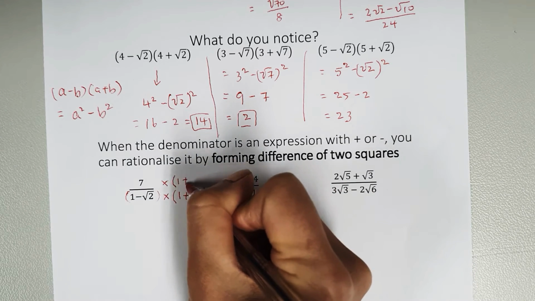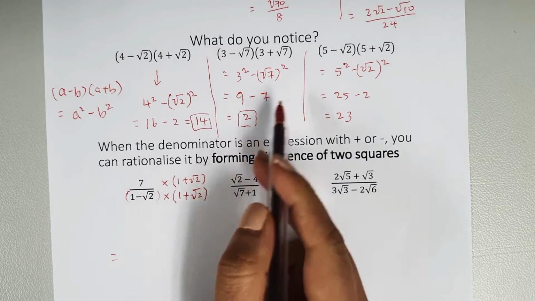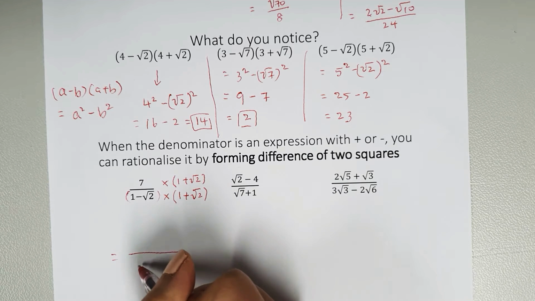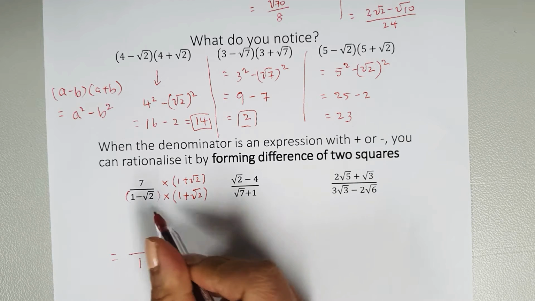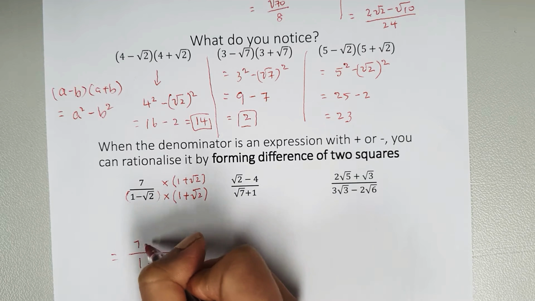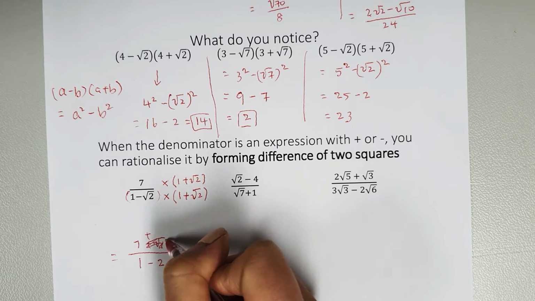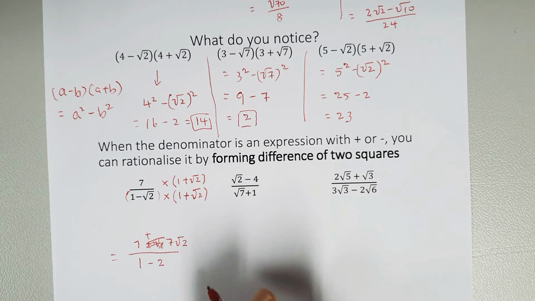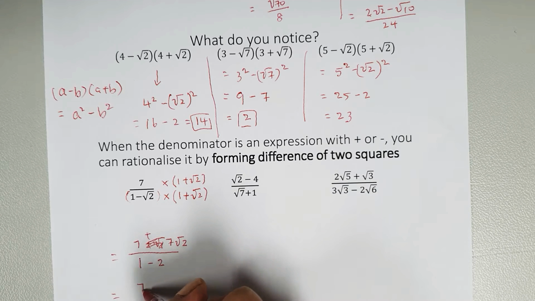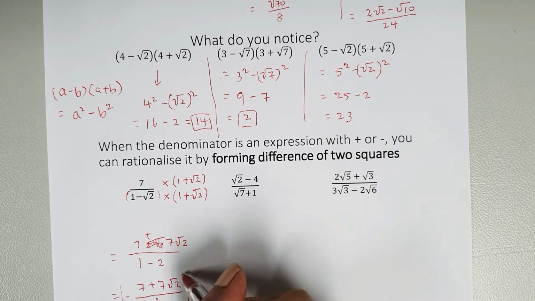So that's going to be 1 plus square root 2, and at the bottom it's nice and easy because you did it up here before. It's going to be 1 squared, which is just 1, minus root 2 squared, which is just going to be 2, and at the top I've got 7 plus 7 root 2, and my answer is going to be 7 plus 7 root 2 over minus 1. So that's our answer here.